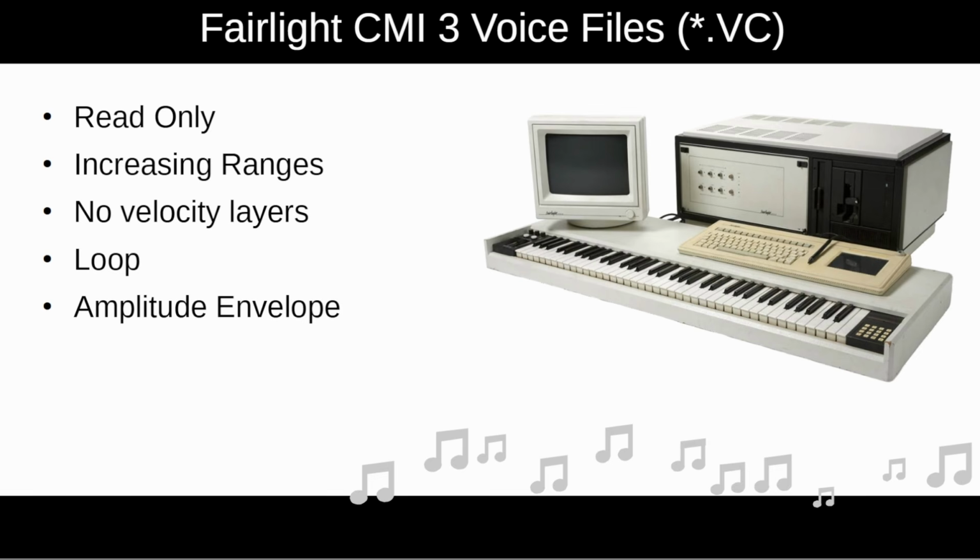Yeah, and the good old Fairlight in version 3, so the formats of 1 and 2 are different. Also on my list to look into, but so far the voice files of the CMI 3 are now supported. Read only. If you have use for writing, please tell me down in the comments. And like all samplers at the time, they use increasing ranges, so you only have a start range node and it reaches till the next one of the next layer. But nevertheless, it also works fine, with no velocity layers, but looping and an amplitude envelope.